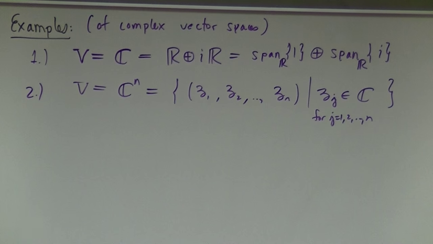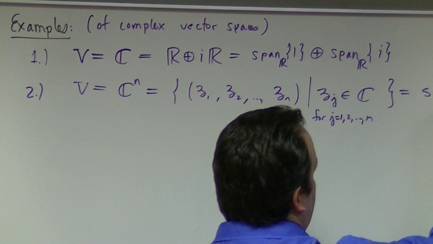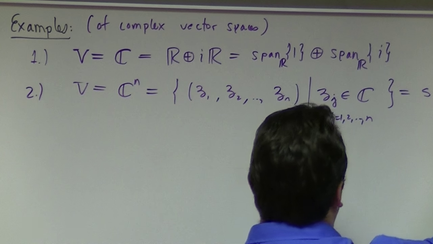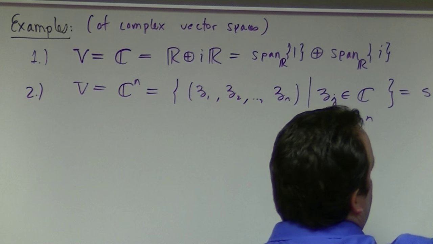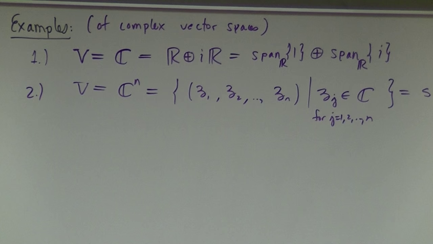Now, I would point out to you that for essentially the same reasons we saw earlier in the course, you can still write this as the span over the complexes of E1, E2, and so on up to En, where these are still the standard basis: a vector with just 1 in the first component and zeros past that, and then 1 in the second component, zeros everywhere else. They're still in there. But there's another way you could write this, right?